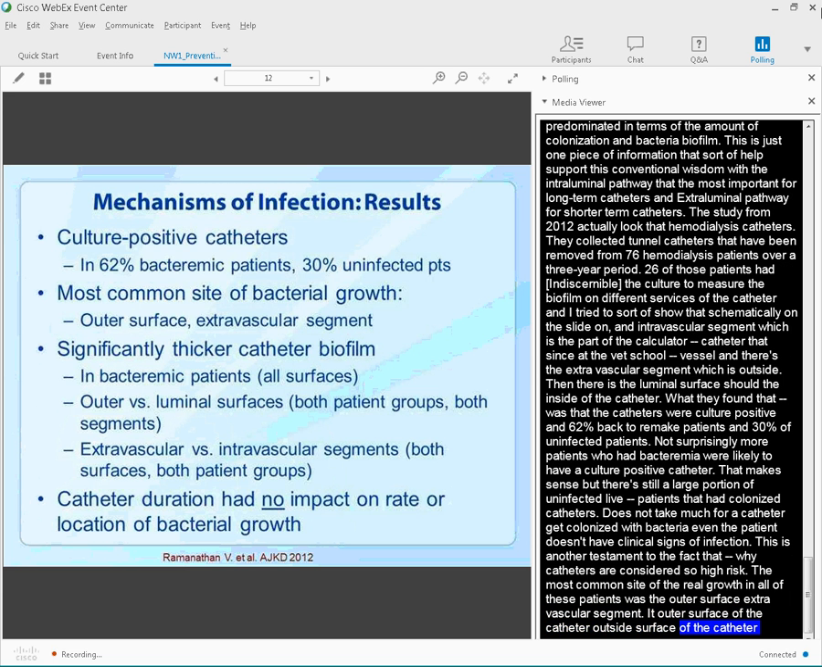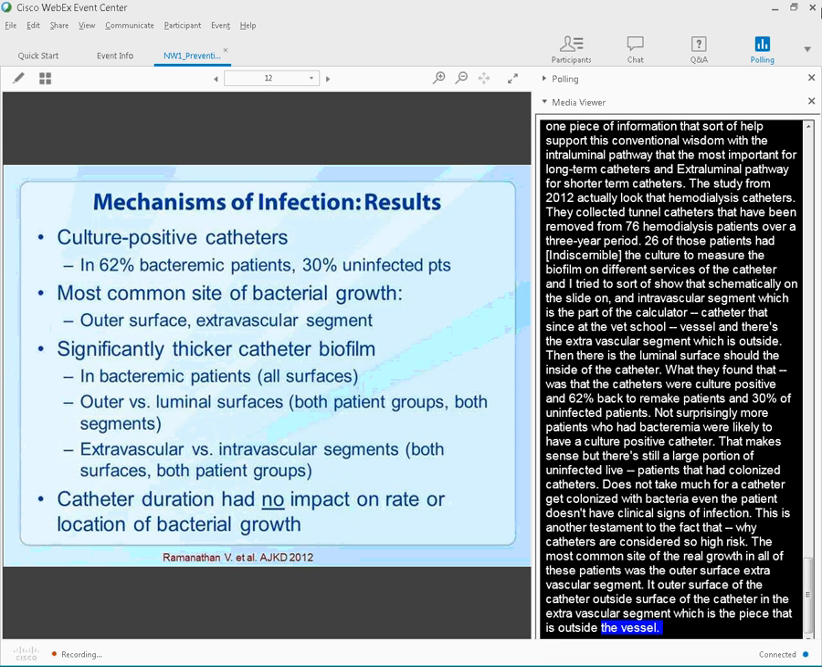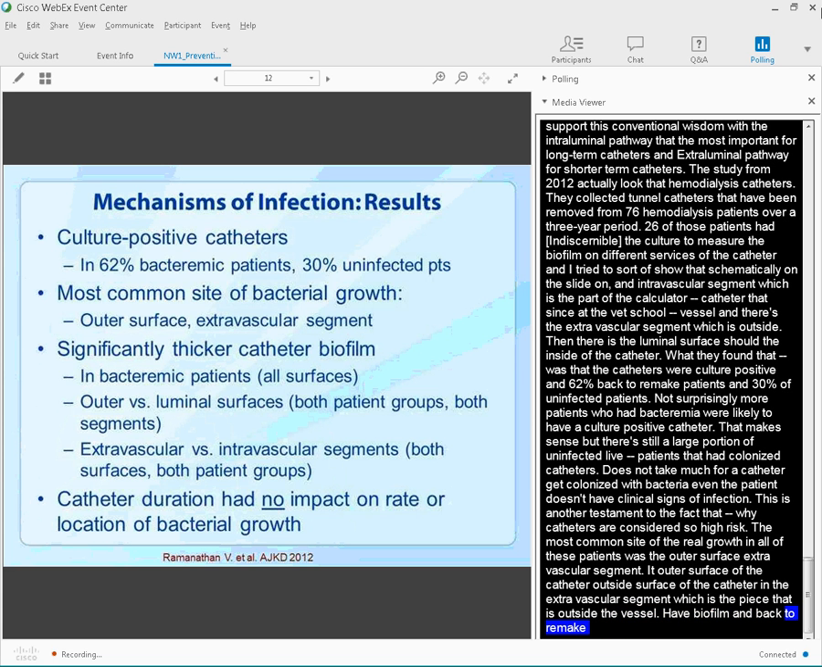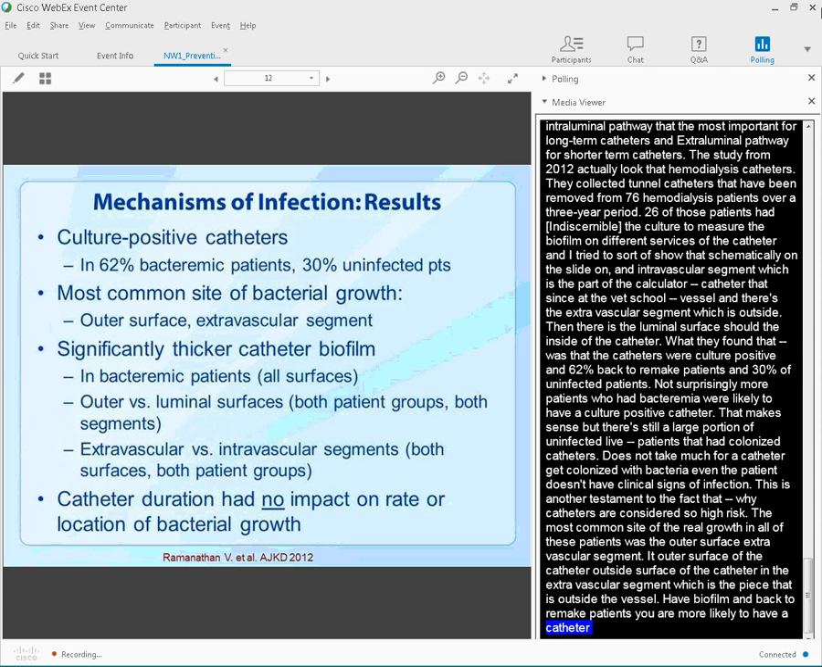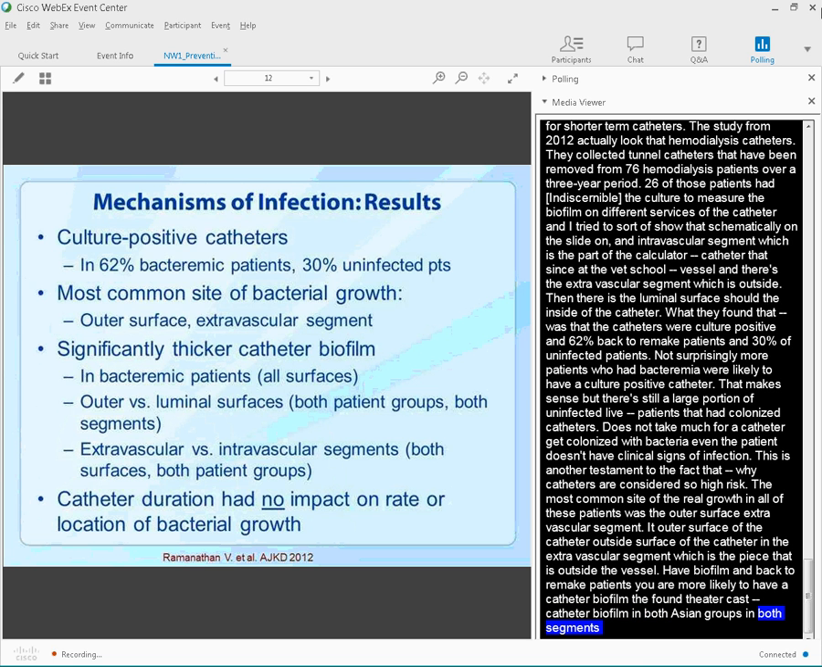So they found significantly thicker catheter biofilm in bacteremic patients, on all surfaces. Again, that makes sense. If you're more likely to have a bacteremia, you're more likely to have a thick catheter biofilm. They found thicker catheter biofilm on the outer versus the luminal surfaces in both patient groups, in both segments, and on the extravascular as opposed to the intravascular segment in both patient groups and both surfaces.